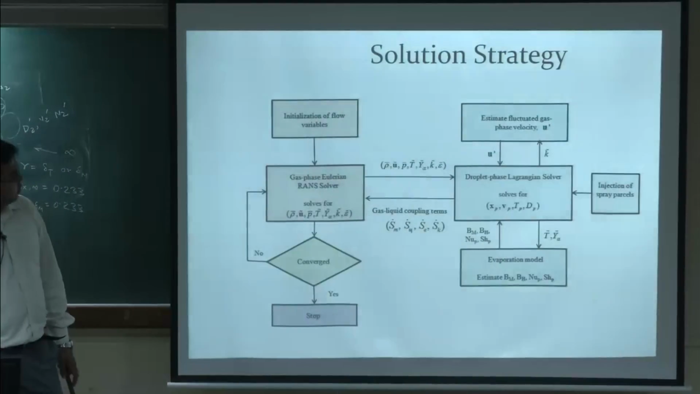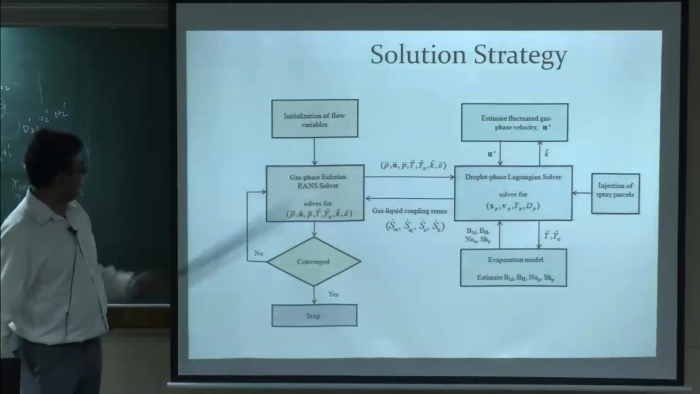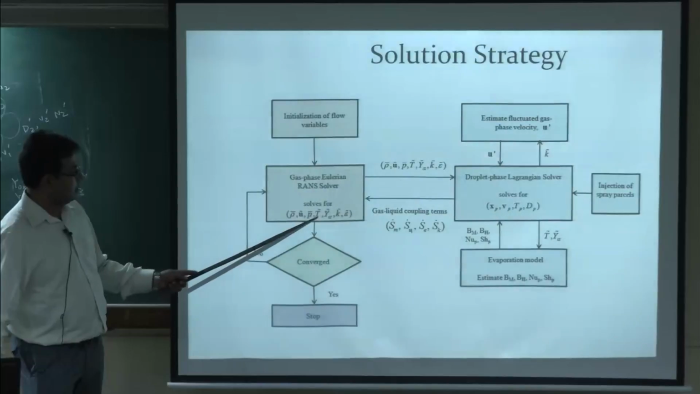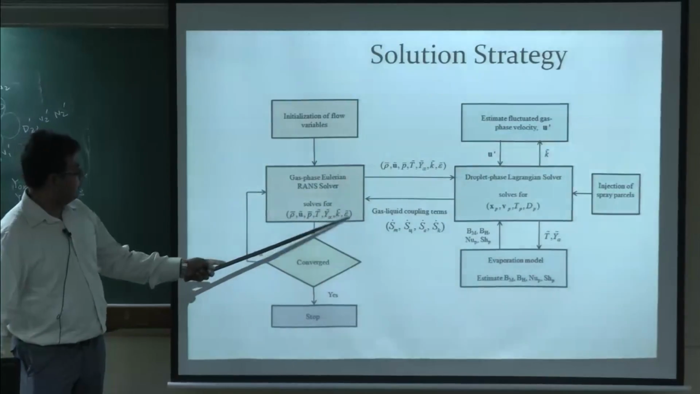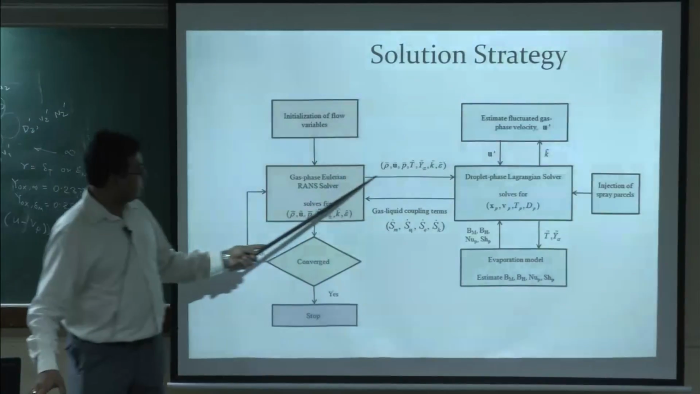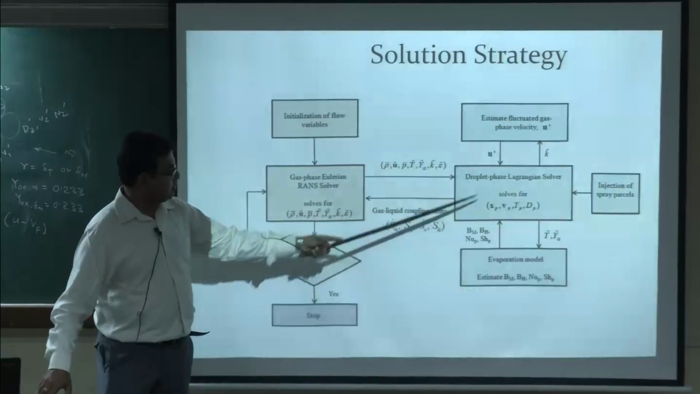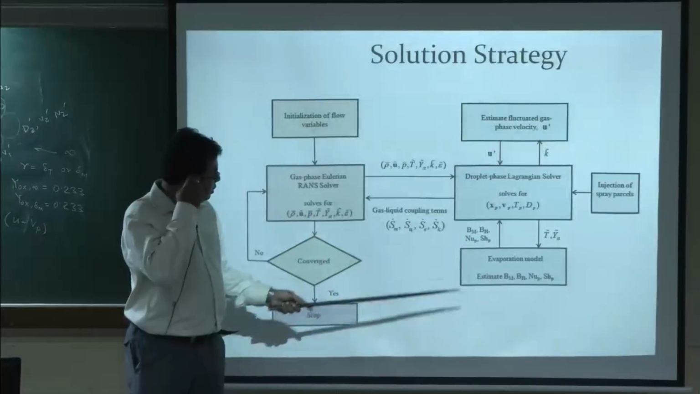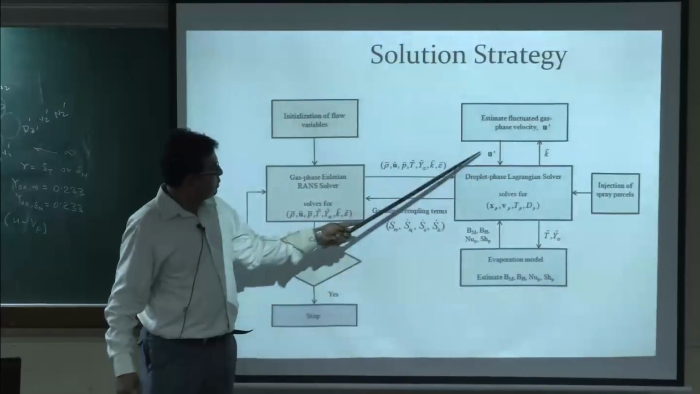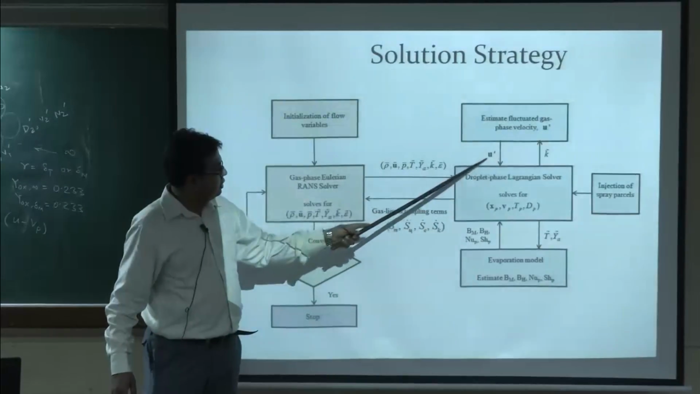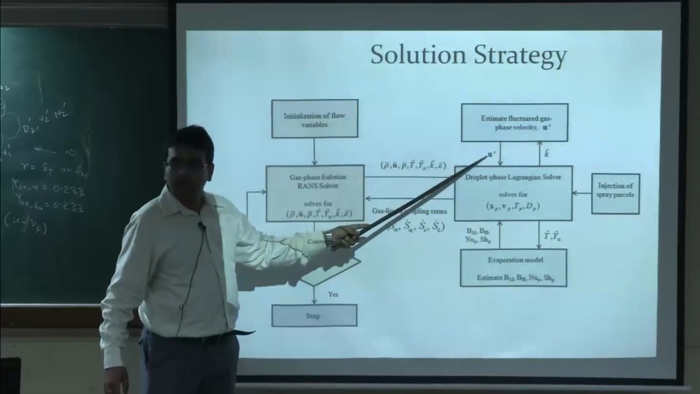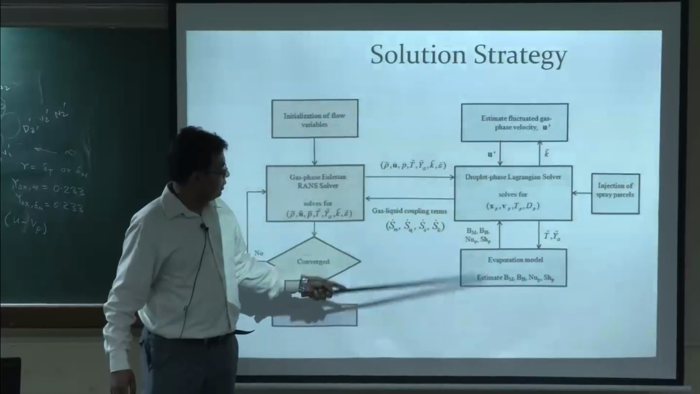And now the solution strategy. You initialize the flow variables and solve them in the RANS solver: rho, u bar, pressure, temperature, composition, K and epsilon. These variables you can then feed to the Lagrangian solver where you solve the droplet location, velocity, temperature and diameter. You have the injection of the droplets, and then you can calculate the instantaneous velocity by supplying K, and then you get the RMS, and from that you can evolve.